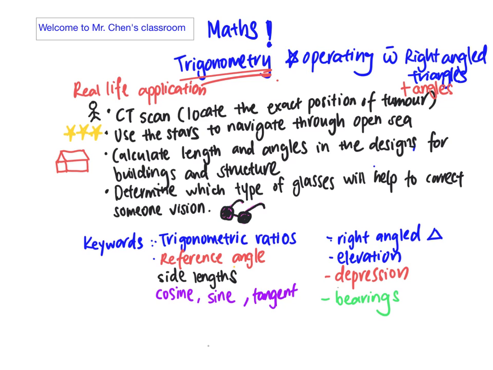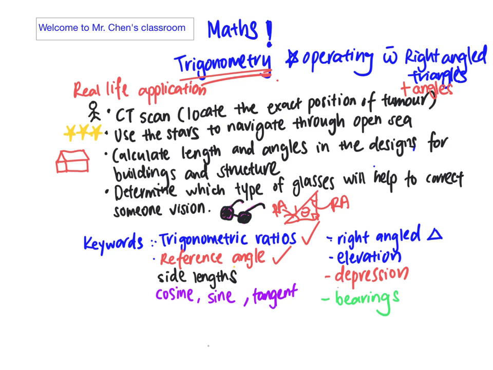In this video, I'm also gonna go through some important keywords that you will use throughout these topics. The first one is trigonometric ratio. Next we have reference angle. For those who have watched previous videos, you know reference angles talk about the angles that we are referring to. It can be anything technically. That can also be your reference angle. It depends on what we are referring to.